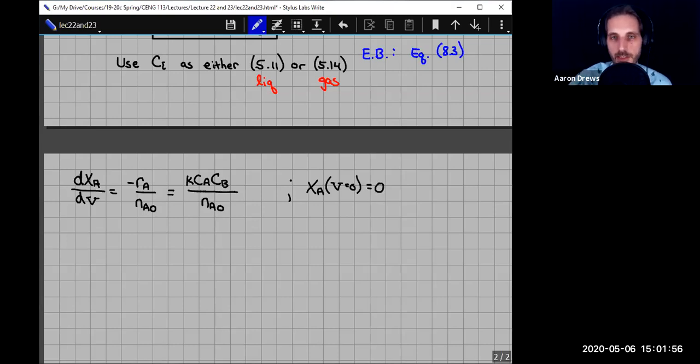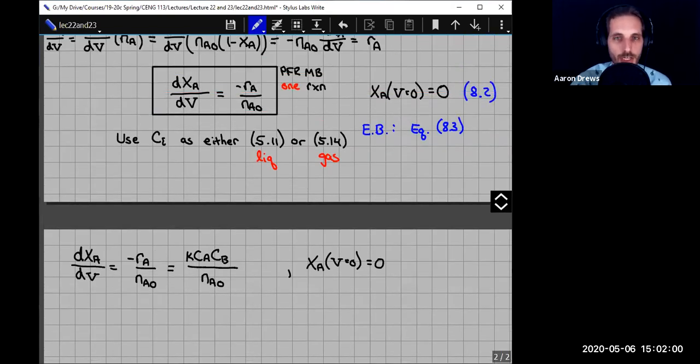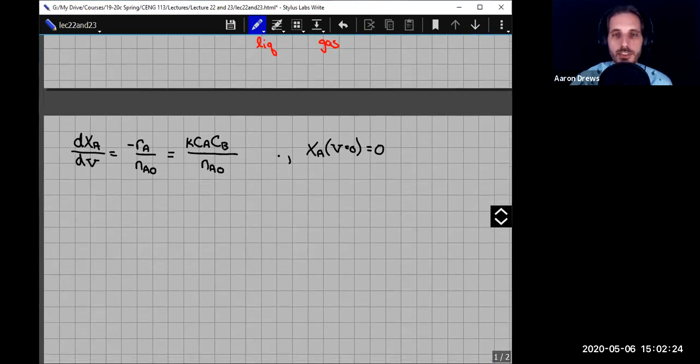And so this is the part that I had mentioned at the very last point before we left for fika. The general approach of using conversion is that you write the material balance this way, and then you have to figure out what C sub i is. We had briefly used those big expressions for C sub i with our special cases of the CSTR, and they pop up again here for special cases of the PFR. Generally we go to either 5-11 for a liquid or 5-14 for a gas. It just depends on which phase you're dealing with. Here we're dealing with a gas.